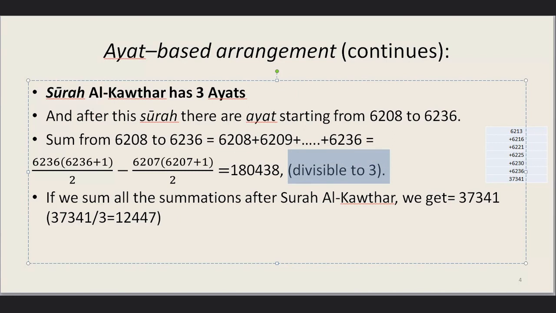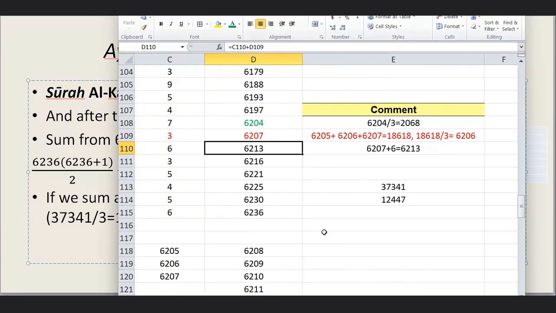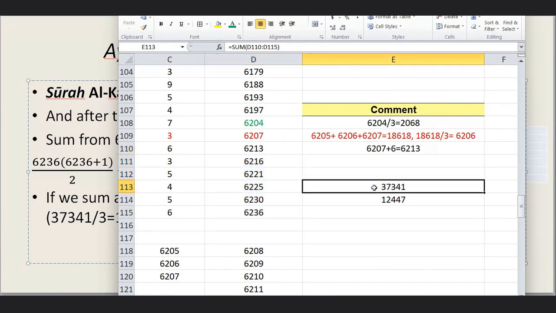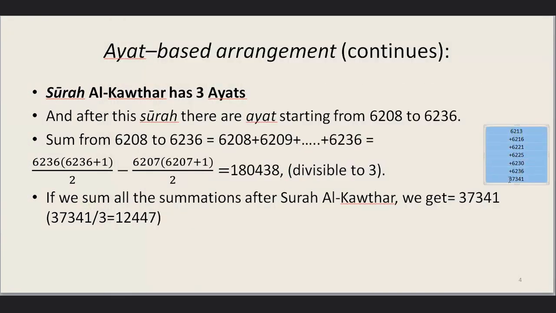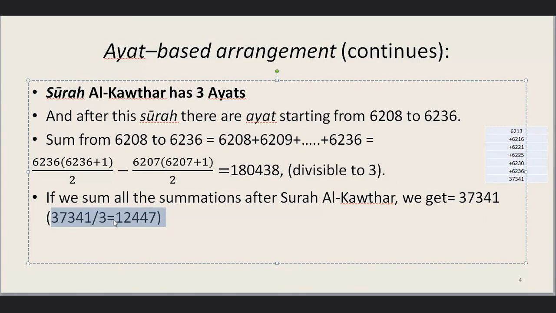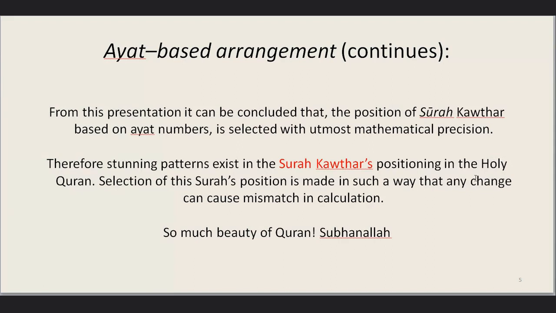If we add all the numbers here, we will get this number. As I have told, 37,341. This is also shown here, 37,341. And this number is also divisible by 3. So, a very interesting mathematical structure or pattern exists in the positioning of the ayats of Surah Al-Kawthar, even the positioning of Surah Al-Kawthar itself. Let's move to the next slide.